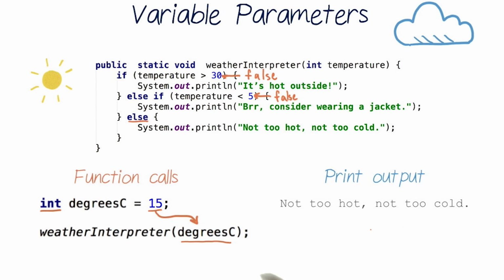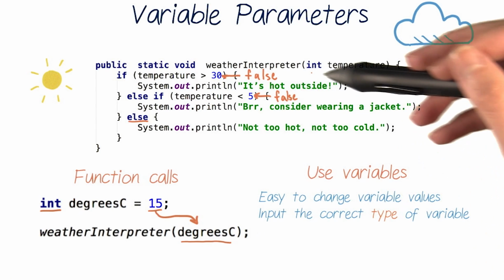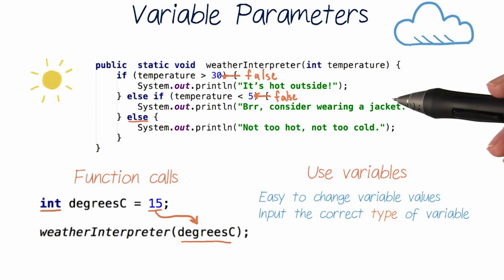This way, we haven't changed our function call at all. We're still saying weatherInterpreter with degreesC passed in. We've just changed the value of our variable to be 15. And it's often a lot easier to change variables rather than change whole function calls, so passing in variables as arguments is really useful. And as long as we're passing in an int value directly or as a variable, which is the type of input our weatherInterpreter expects, our code will run.